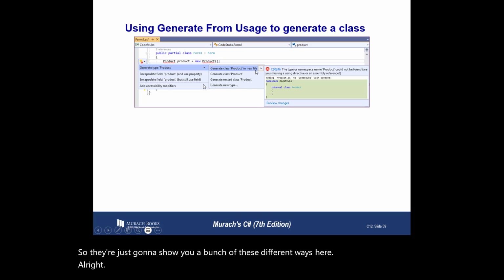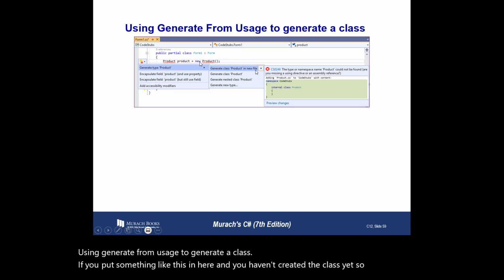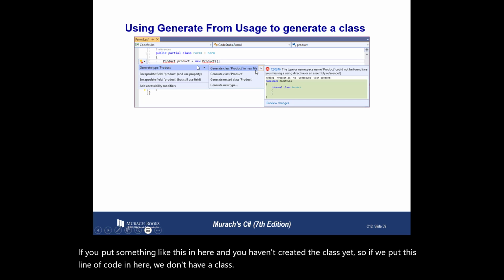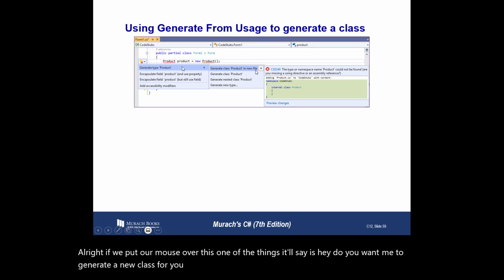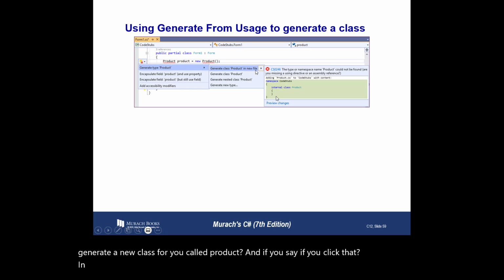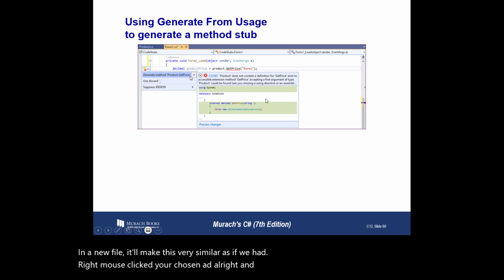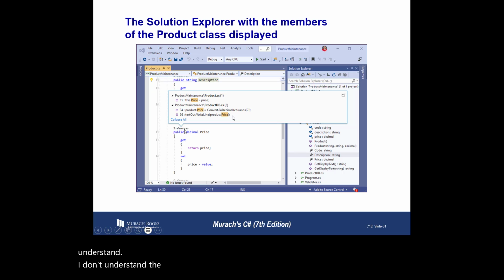Using generate from usage to generate a class: if you put something like this in here and you haven't created the class yet, so if we put this line of code in here, we don't have a class. If we put our mouse over this, one of the things it'll say is, do you want me to generate a new class for you called Product? If you click that, in a new file it'll make this. Very similar to as if we had right mouse clicked, chosen add, and then picked class from there. I don't understand the advantage of doing it this way as opposed to doing it manually. So that's all I'm going to say about that.